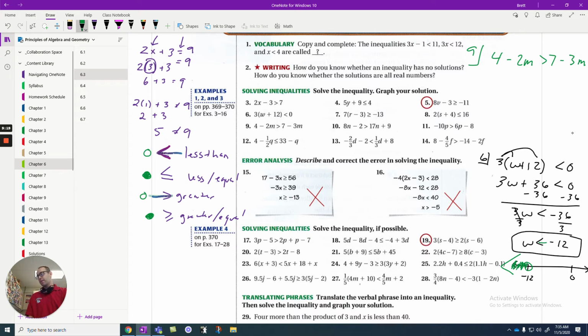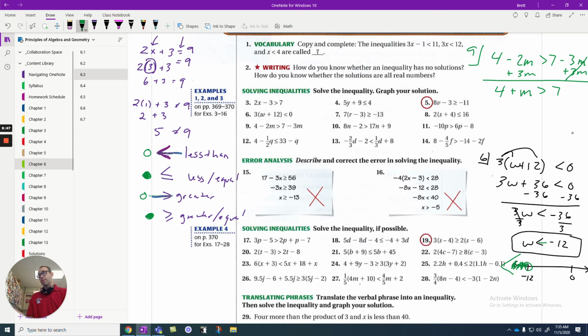And so what we want to do is look at which movement is going to produce a positive m. If I had to get rid of this negative 2m, I would add 2m. Adding 2m to a negative 3m on the other side produces a negative 1m. Not really what I want. I want a positive m. So I'm going to add 3m to both sides, and that'll give me 4 minus 2 plus 3, which is plus 1m, or just m. It's greater than. These cancel, so I get 7.